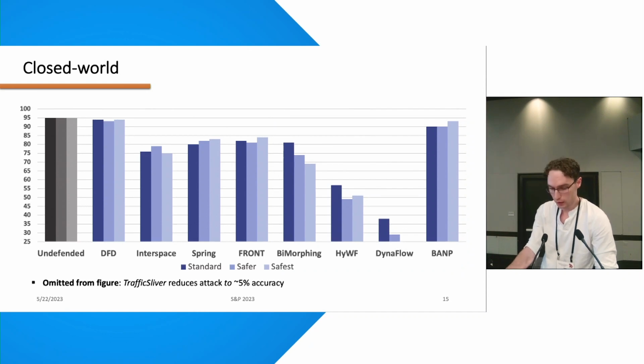So let's look through the closed world performance. First, we see that the best performing defenses are Dynaflow and traffic splitting defenses, reducing performance to around or below 50%. Next, we see that defenses that rely on some stochastic packet insertion cause only a modest drop in performance, falling in the range of 75 to 80% accuracy. And finally, the DFD and BANP defenses perform especially poorly, comparing similarly to the undefended data. We also found that fingerprinting performance remains similar between the different security settings across most defenses. And so now we can use these results to motivate our selection of these 3 defenses, Interspace, FRONT, and TrafficSliver, as forming a sort of Pareto front amongst the defenses we reviewed.